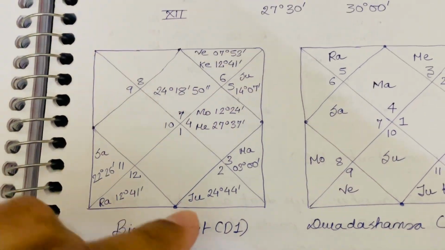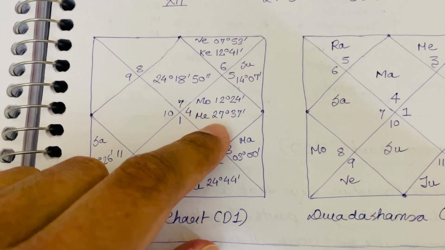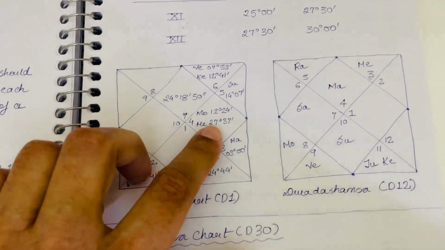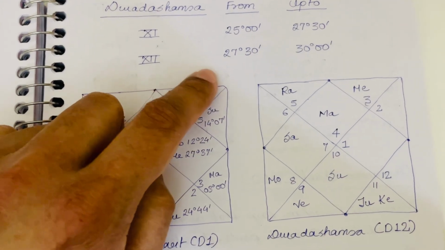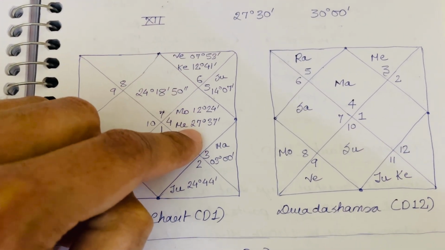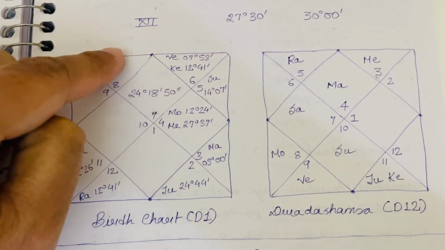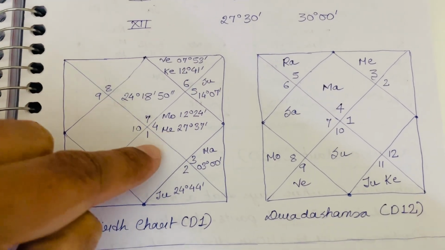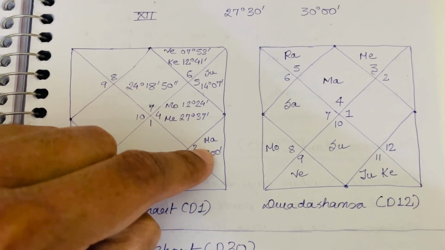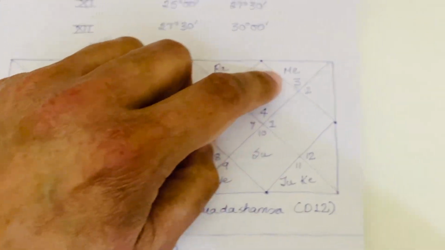Now Mercury. The longitude of Mercury is 27 degree and 37 minutes, falling in the 12th Dwadashamsha. From here you count 12: 1, 2, 3, 4, 5, 6, 7, 8, 9, 10, 11, 12. So Mercury is getting placed in the sign of Gemini in the Dwadashamsha chart.